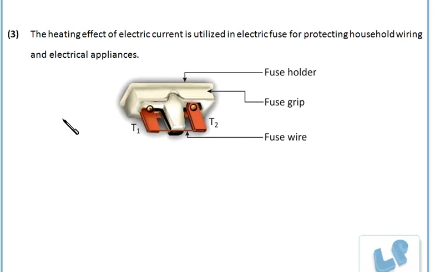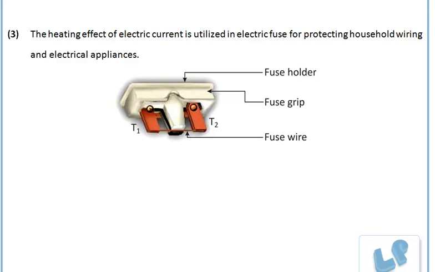The heating effect of electric current is utilized in the electric fuse for protecting household wiring and electrical appliances. Now how does it happen? Here we can see an electric fuse. This is the fuse holder, this is the grip, and this is the fuse wire. Friends, a fuse is a short length of tin plated copper wire, and it has a very low melting point. And the fuse wire has higher electrical resistance than the rest of the electric wiring in our house.